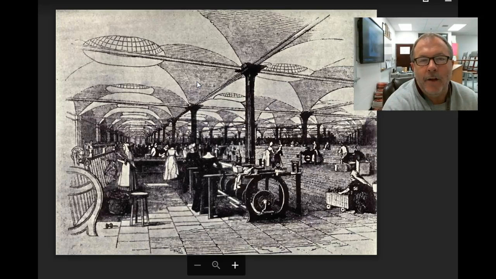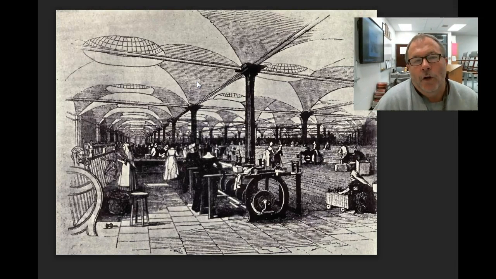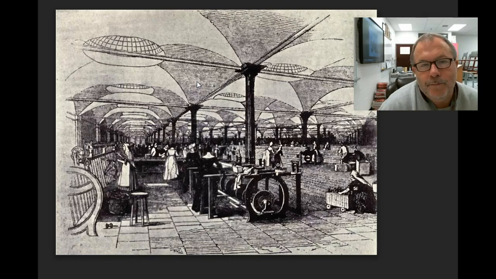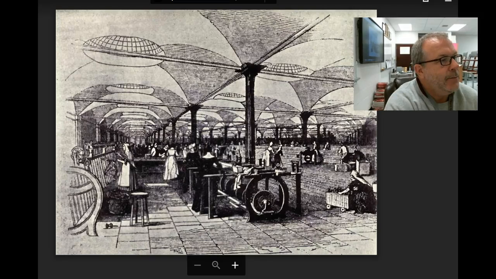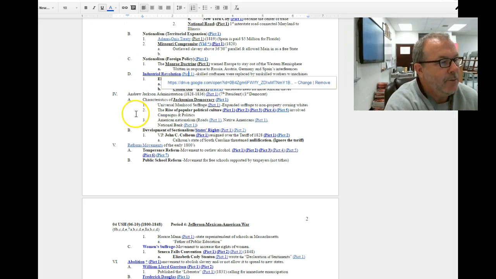And basically, the definition of an industrial revolution is we have a change from skilled workers working in their home as craftsmen to unskilled workers working in a factory with machines. And this becomes known as mass manufacturing.